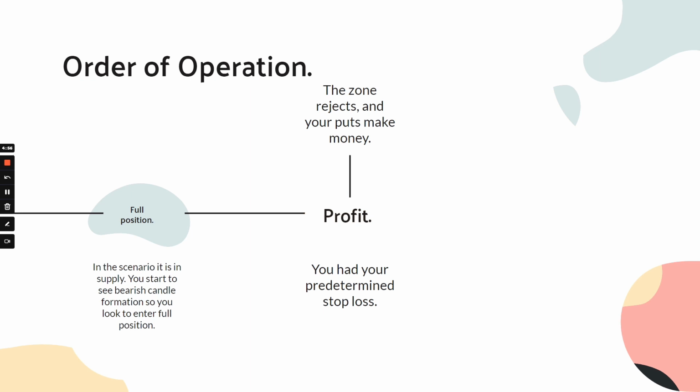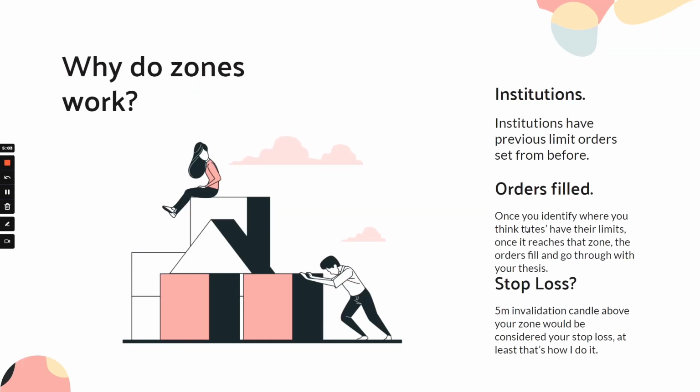In this case, with zones, a stop loss for me is an invalidation of that zone. Why do zones work? Institutions have previous limit orders that have yet to be filled. Once you identify where you think the institutions have their limits, once it reaches that zone, the orders start to fill and it goes through with your thesis. Your stop loss, for me, is personally a 5-minute candle close above my zone, where it invalidates my thesis. And that's where I stop out.